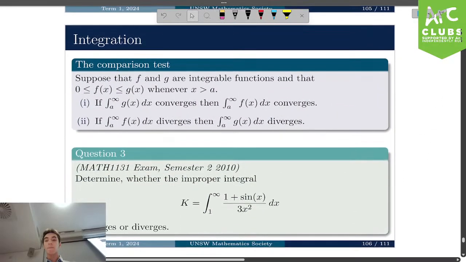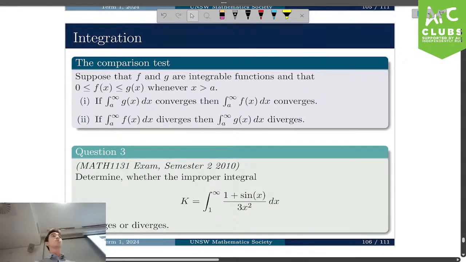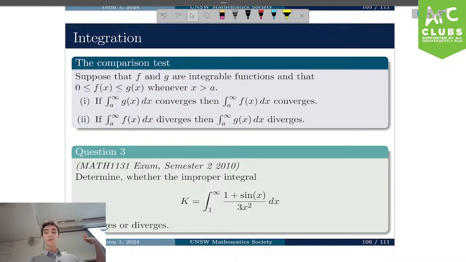Okay, now, let's talk about divergence and convergence, okay? Just some terminology. If a function diverges as x goes to infinity, that means the function goes to infinity, okay? If a function converges as x goes to infinity, that means the function approaches some value, okay? And here we're talking about whether integrals converge or diverge, right?